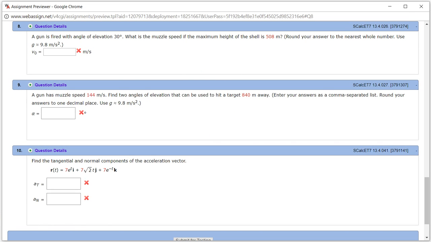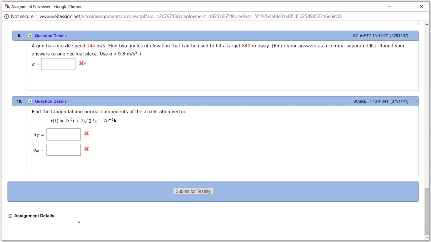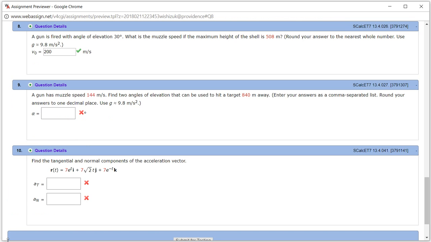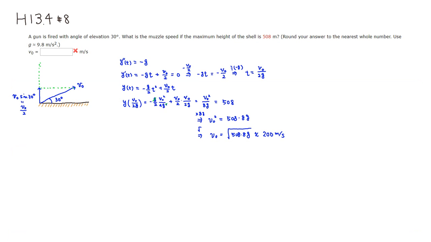So let's type it in. We have 200 meters per second. Submit for testing. It came back and looks like we got this one correct. That's it. I hope that this was clear.